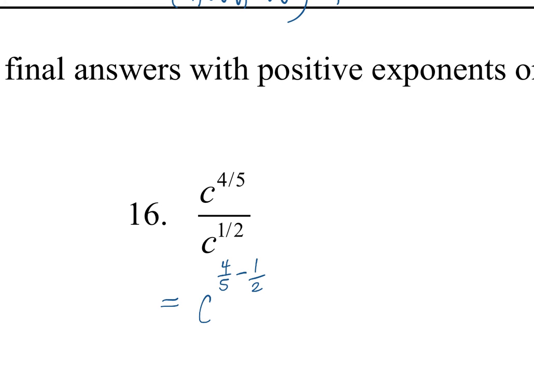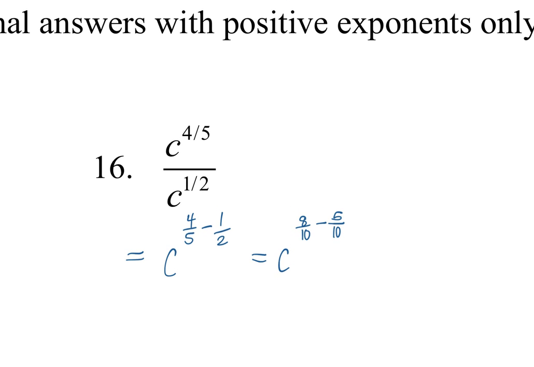Now, if you do not want to do 4 over 5 minus 1 over 2 in your head, that part you can do in the calculator. Anyway, let's just make them both have a denominator of 10. How do you make 5 into 10? Well, you multiply it by 2, so do that to the top as well. So 8 over 10 is equal to 4 over 5. How do you make 2 be 10? You multiply it by 5, and do the same thing to the top. So 5 over 10. So that comes out to be c to the power of 3 over 10.